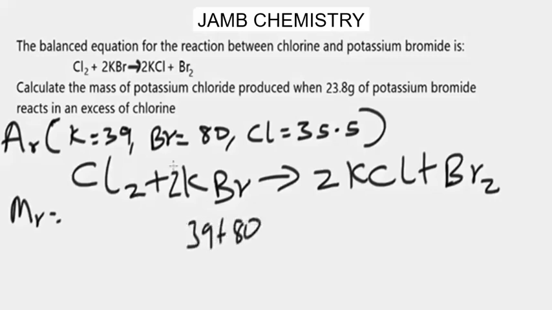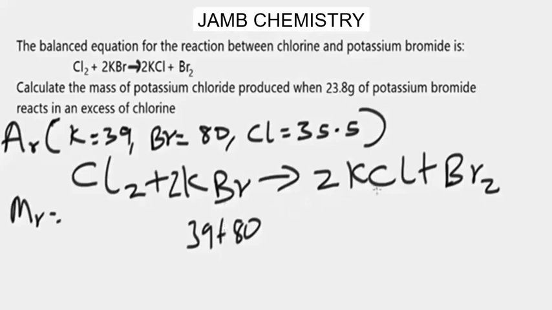Okay, now you do not consider this mole value for it, 2 moles of potassium bromide. You do not consider the mole value when you are dealing with limiting reactants. Okay, take note of this. For limiting reactants, when you are adding the relative formula masses, you don't consider the mole value.